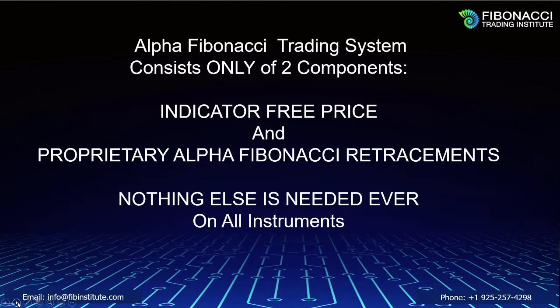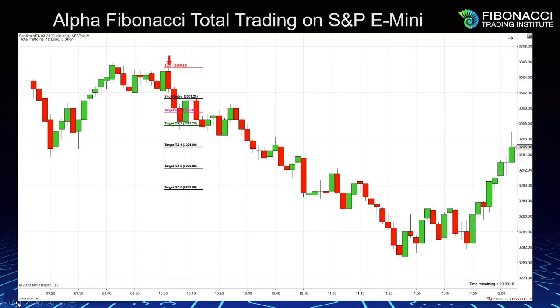A system consists only of two components: indicator-free price and proprietary Alpha Fibonacci retracements. Nothing else needed ever on all instruments. So this is the example of short on S&P mini future with Alpha Fibonacci system. System identifies precise stop, precise targets. Power of the system, you're shorting from critical resistance level and you're buying from critical support level. This is a system this morning.